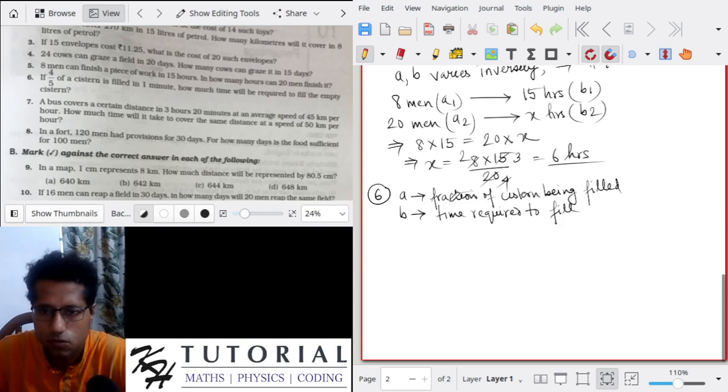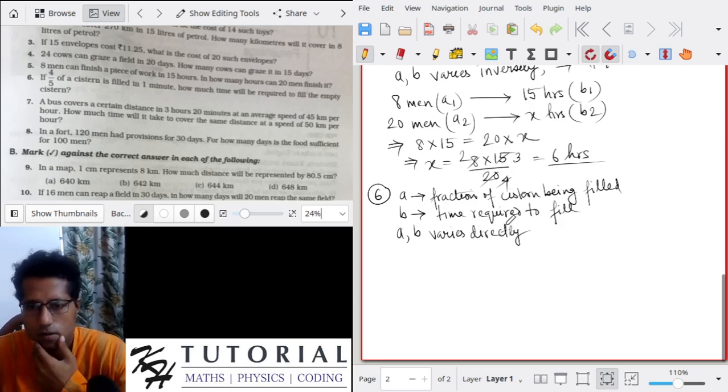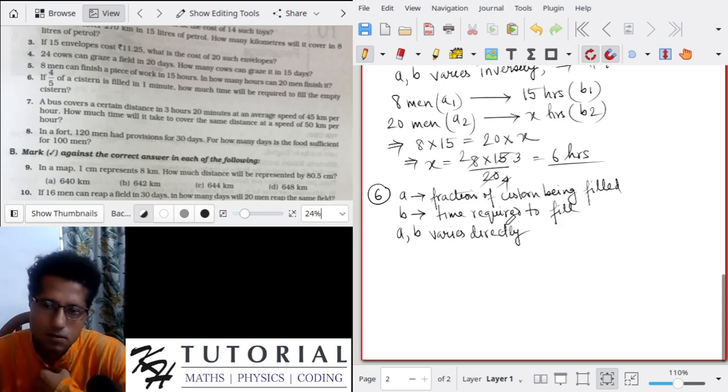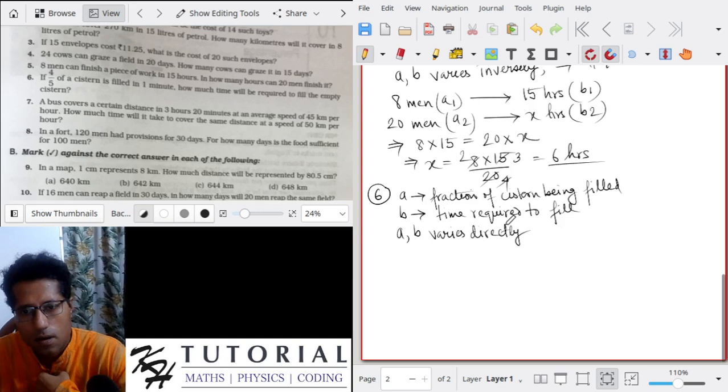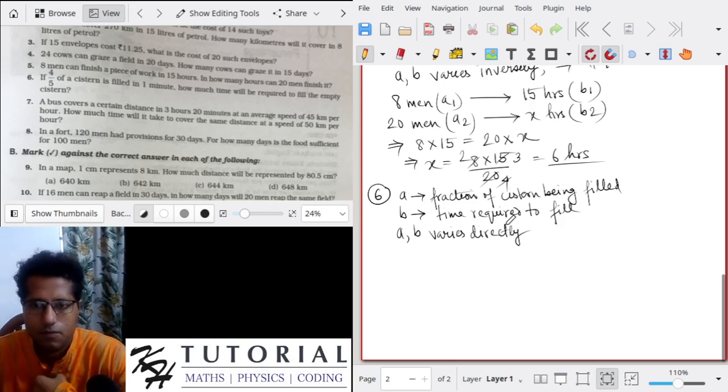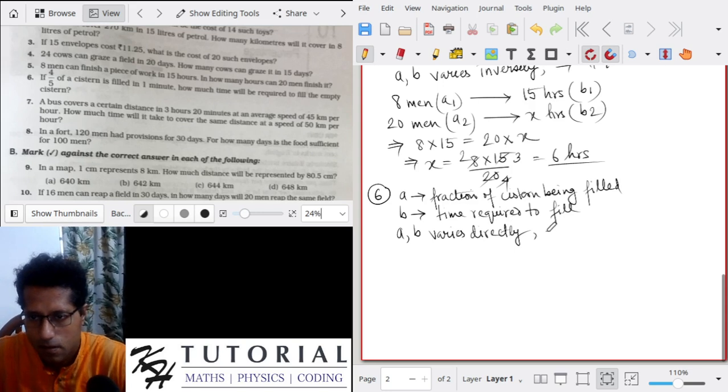less time. So A and B vary directly. Because quantity A is the fraction of the cistern being filled, and quantity B is the time required to fill that fraction of the cistern. So definitely, if A is more, B will also be more, and if A is less, B will be less. So A and B vary directly. This means that A1 by B1 will be equal to A2 by B2.